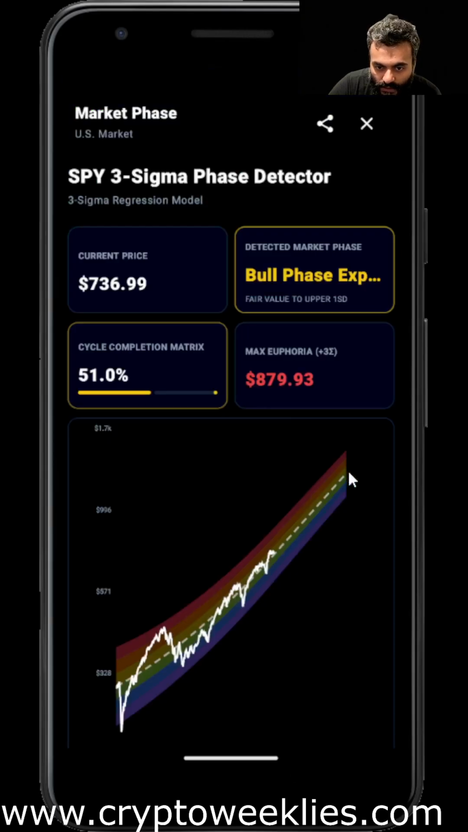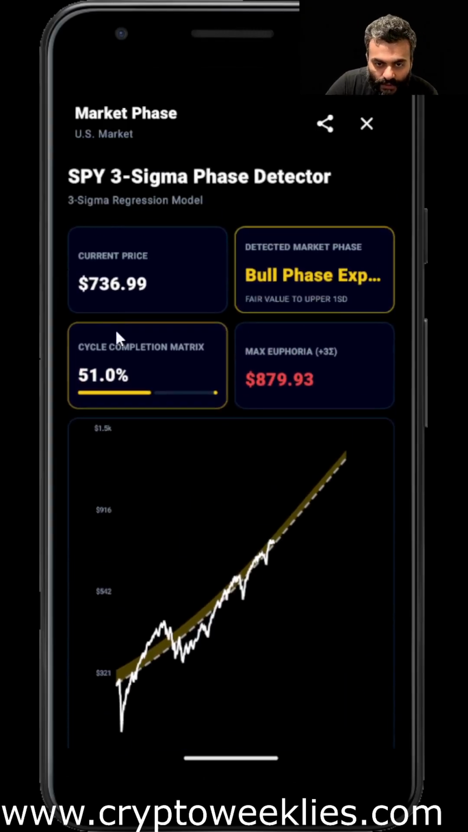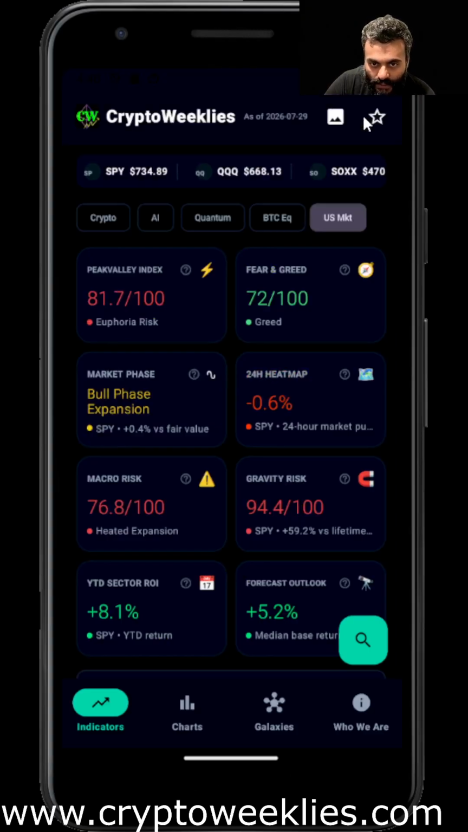US stock market is also exhibiting that slight bullish expansion where the price, using the S&P 500 as an example over here, is now above the fair value, the dotted white line over here, which is the mathematically derived fair value of this asset class. This is tracked since 2020.